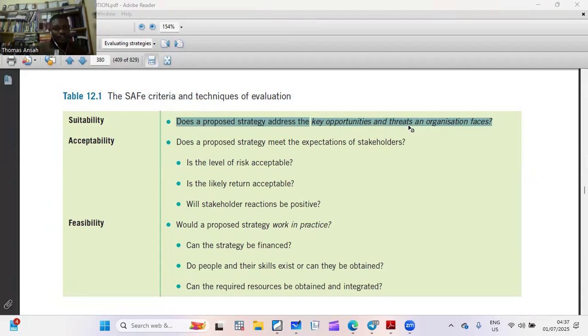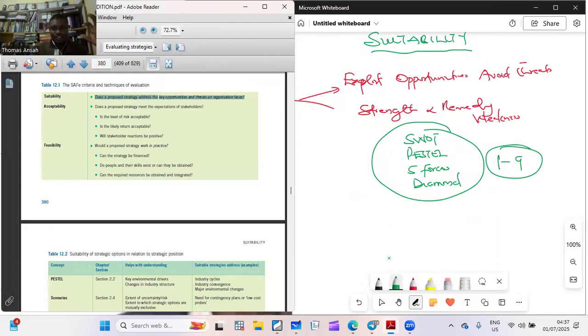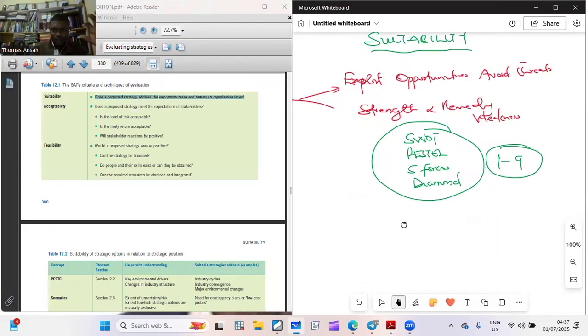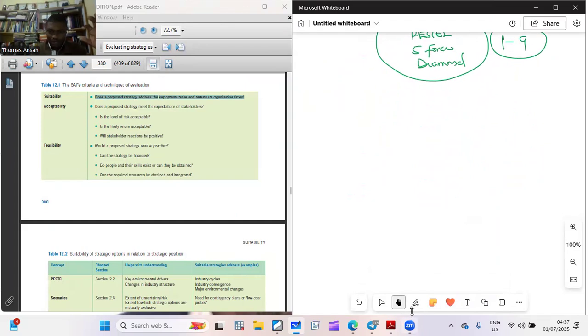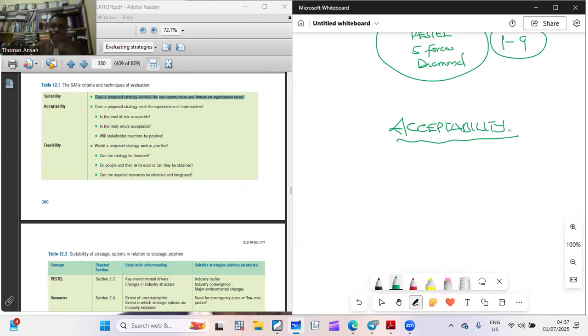Now, from there, we come to acceptability. From suitability, we come to acceptability. And that is where most of the work will be done. Acceptability. We use the 3 R's to check the acceptability, the 3 key R's.